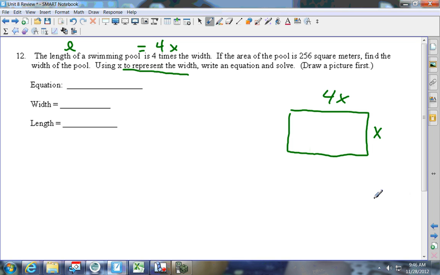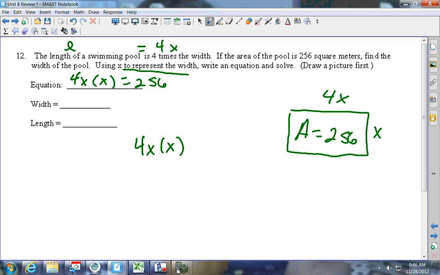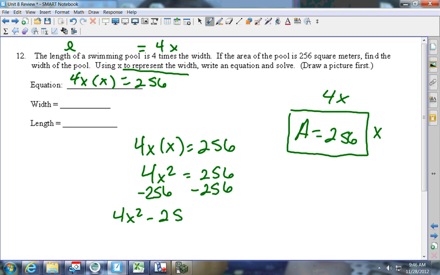Okay, so for the equation, the area is 256. So the equation is length times width. So I've got 4x times x equals 256. First off, 4x times x is 4x squared equals 256. I'll subtract 256 from each side. I get 4x squared minus 256 equals 0. Now, you can go and factor it if you want to. I'm going to go to the calculator.